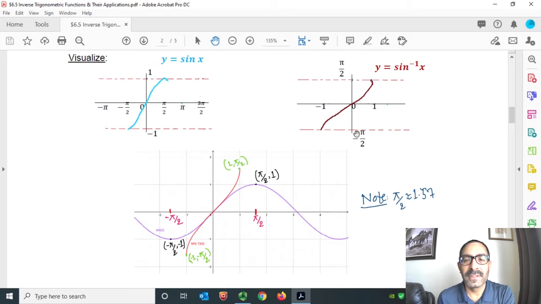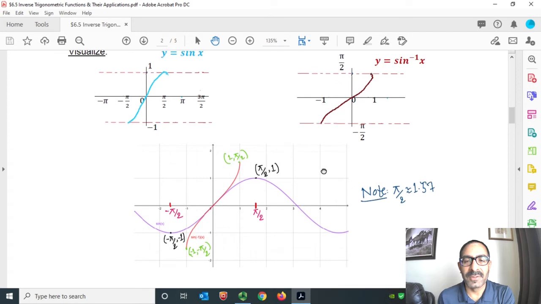And the graph of sine inverse x is simply the reflection of this sine x graph across the line y equals x. Across the line y equals x. So the graph of sine inverse x is this one. Let me combine these two graphs, sine graph and sine inverse graph, in the third diagram here. Let me scroll down.